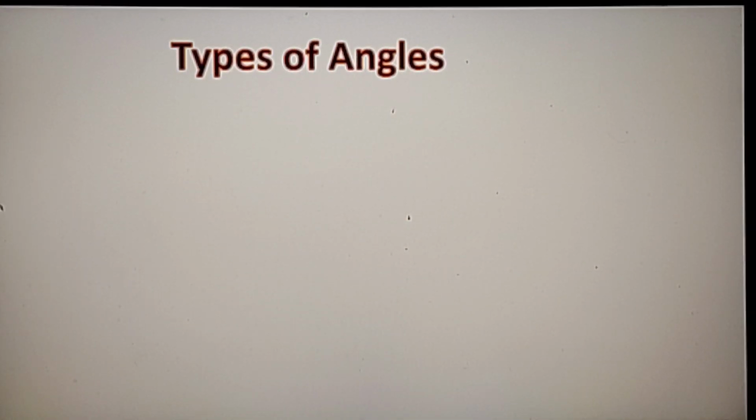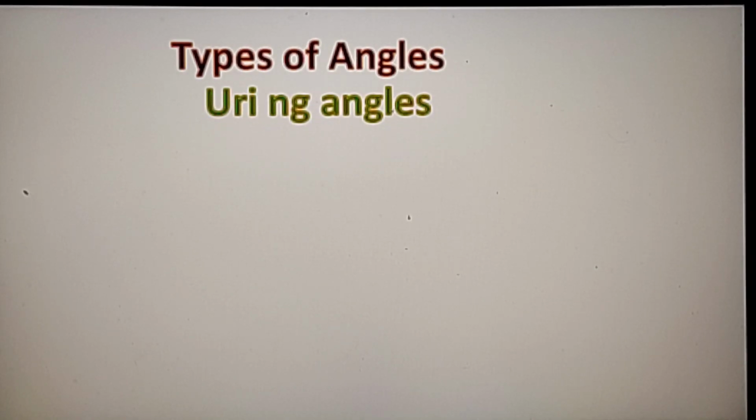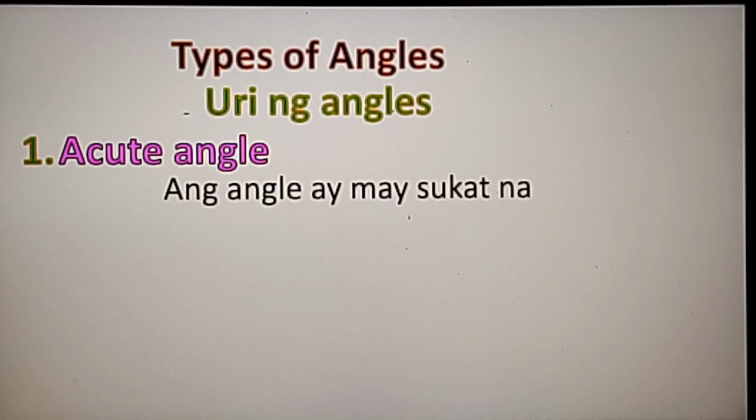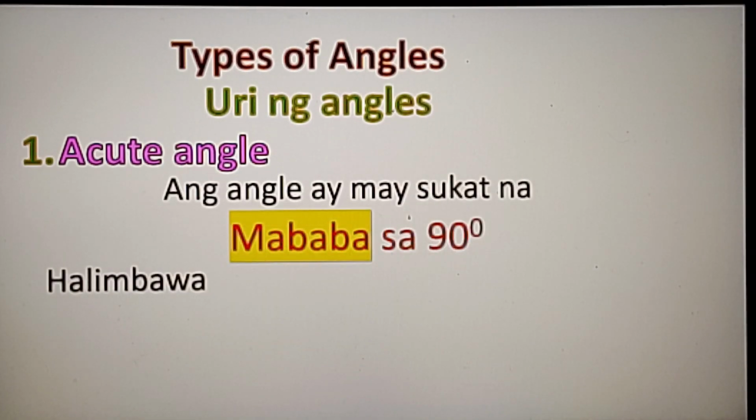Types of angles, o uri ng angles. Number 1, acute angle. Ang angle ay may sukat na mababa sa 90 degrees. Take note, mababa sa 90 degrees.